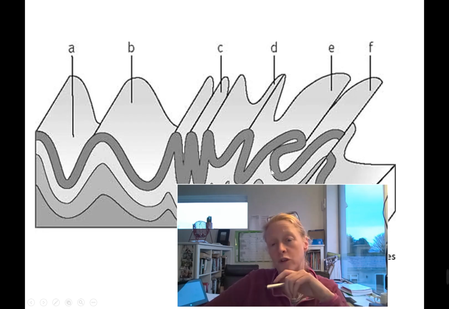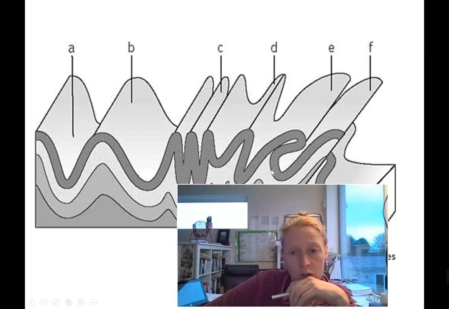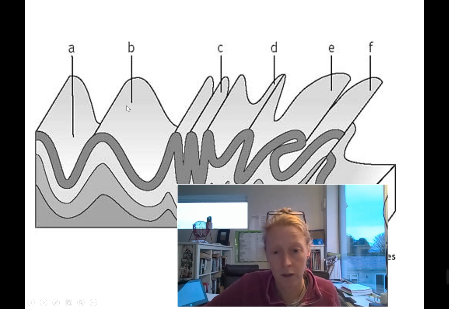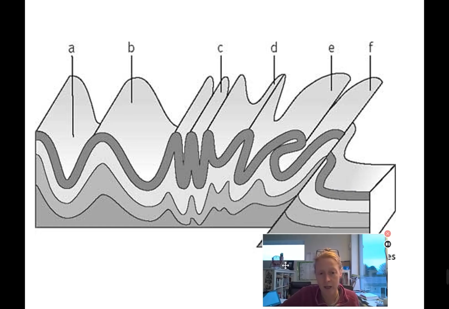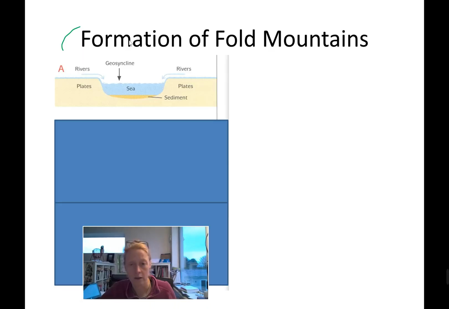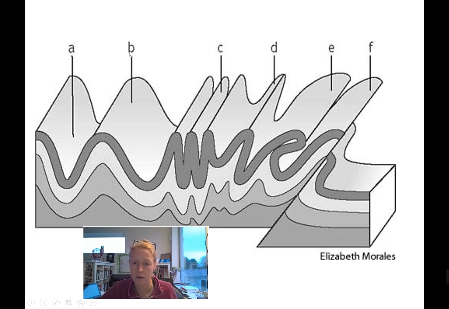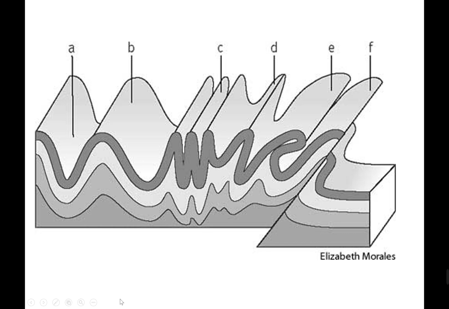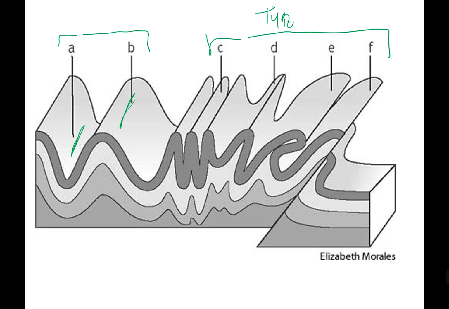This one here, I just want you to label the parts of a fold and the types of fold that we've just done. All right, so A and B is just the parts. So what part is this? What part is this? These ones here, C, D, E and F, are what types of fold, okay?